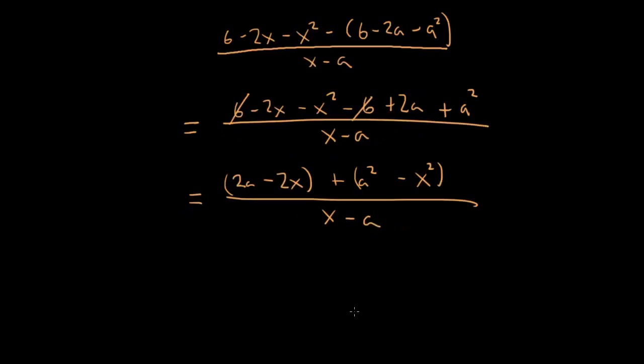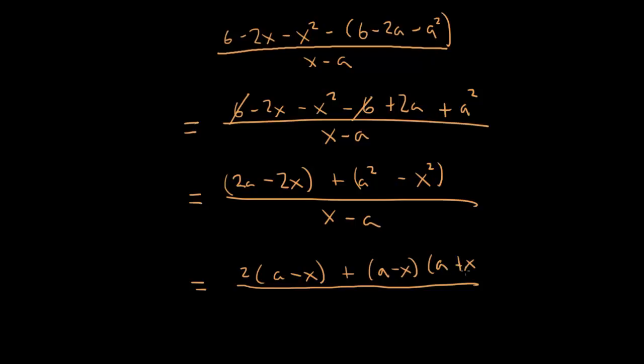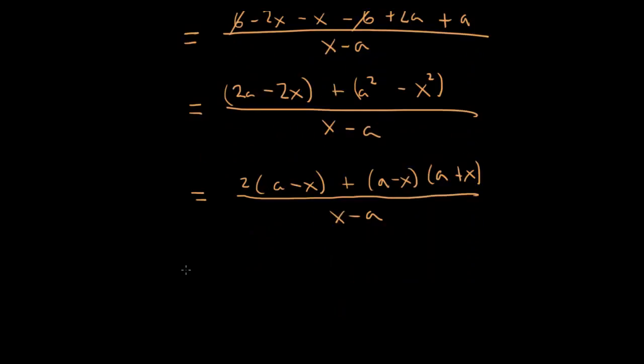Okay, let's move down a little bit. The reason I did that is because we can factor each of those groupings. We can factor a 2 out here, so 2 times a minus x. And then we can factor this expression because it's a difference of two squares. So that's a minus x times a plus x. And we have an x minus a on the bottom still.